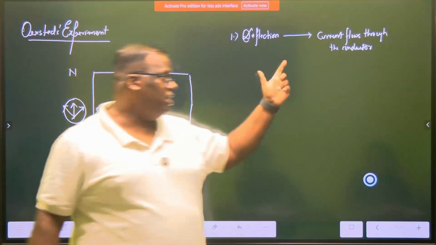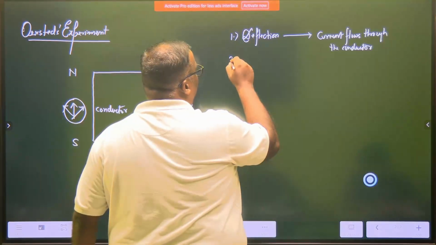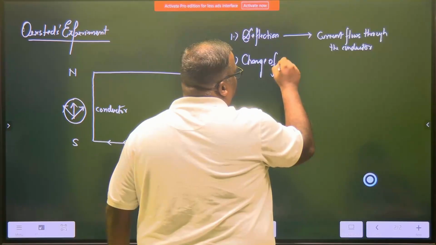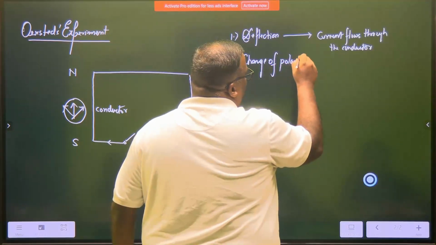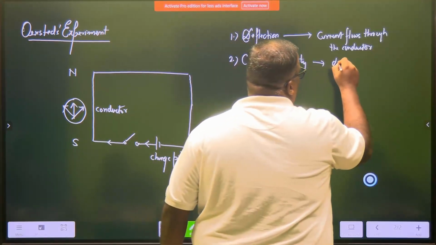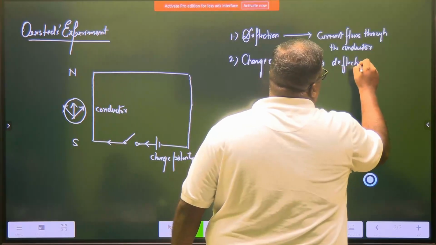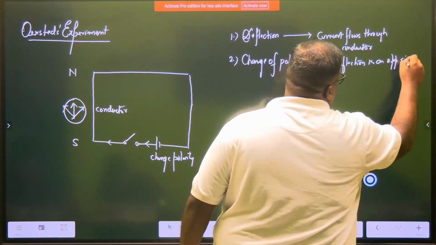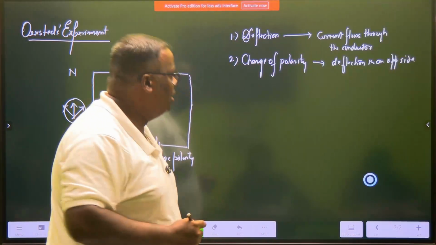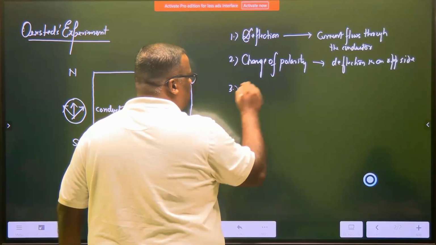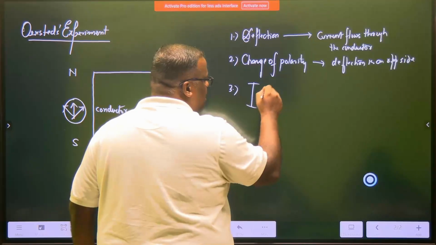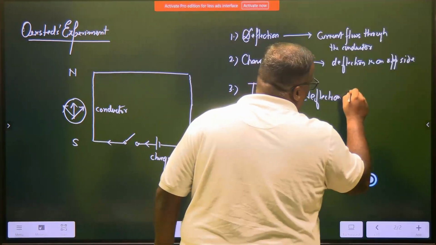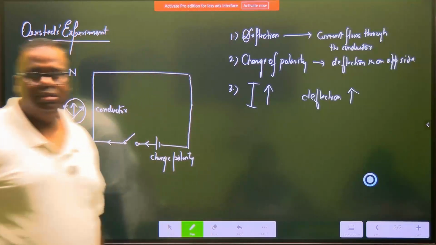The second thing that we saw was change of polarity. Just remember these points. If you change the polarity, the deflection is on the opposite side. Same story. Now the third thing he saw: if the current magnitude is increased, the deflection also increases.